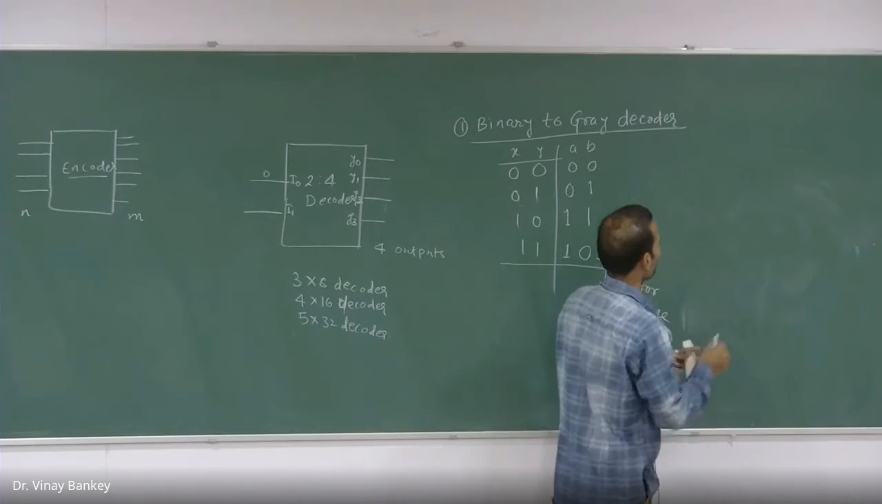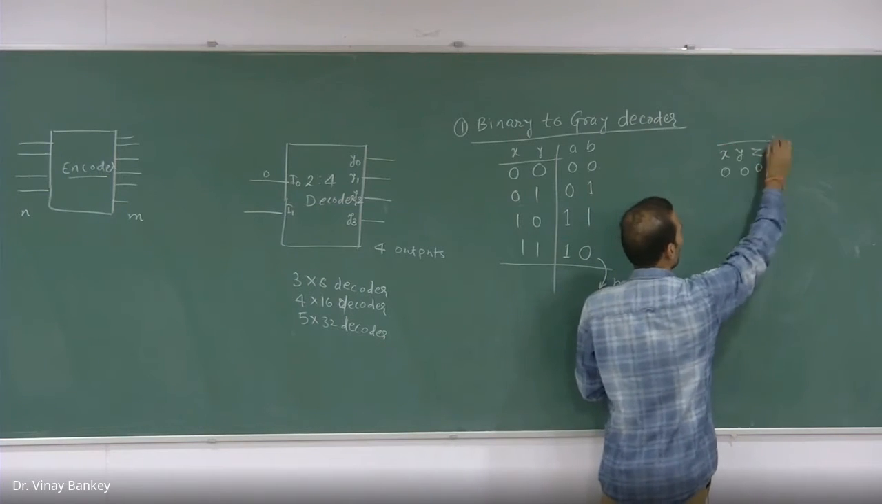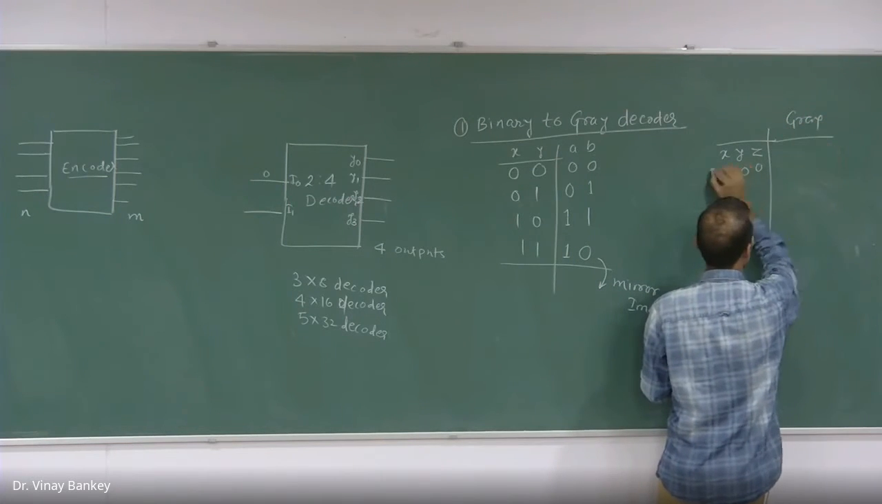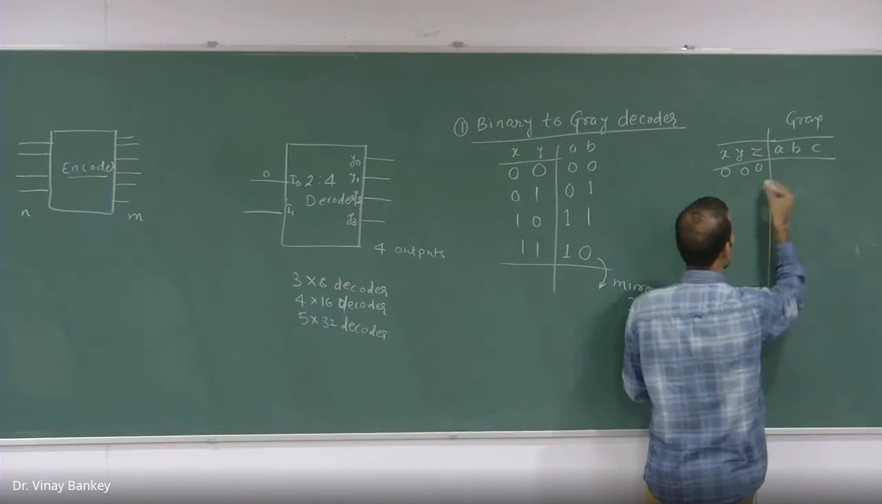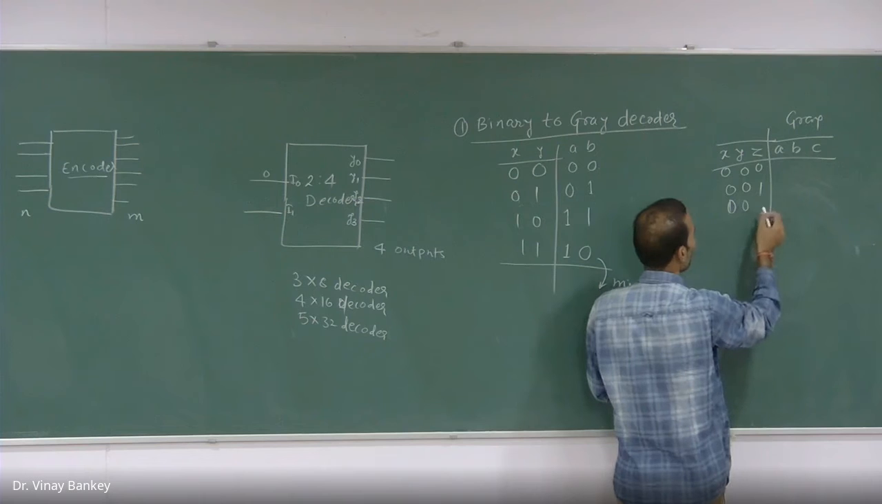Okay, let's first solve this. X, Y, and Z. We have a 3-bit binary number and we want to obtain the gray code for this. So for the gray code, I will write ABC here. For 3 bits, you will have 8 combinations.